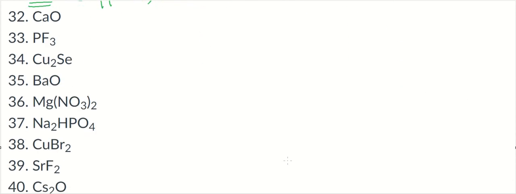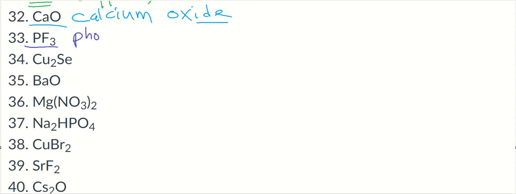Oh man, I feel like just cutting this list off right now. Calcium. How are we doing? Are we getting all these right? Most of them? If you have any questions, just ask. Calcium oxide. Let's get through this. Non-metal, non-metal. We don't need to write the mono, so let's just write phosphorus. Tri, 3 is tri. I feel like we did this one.